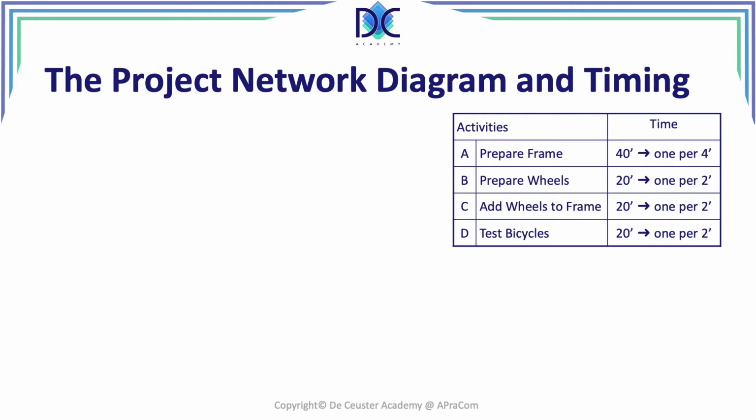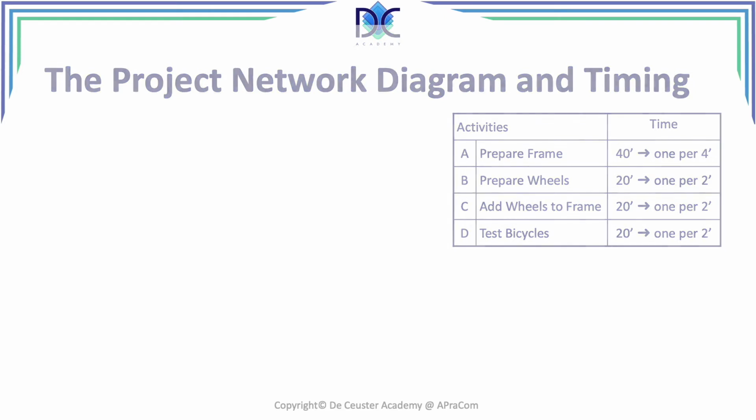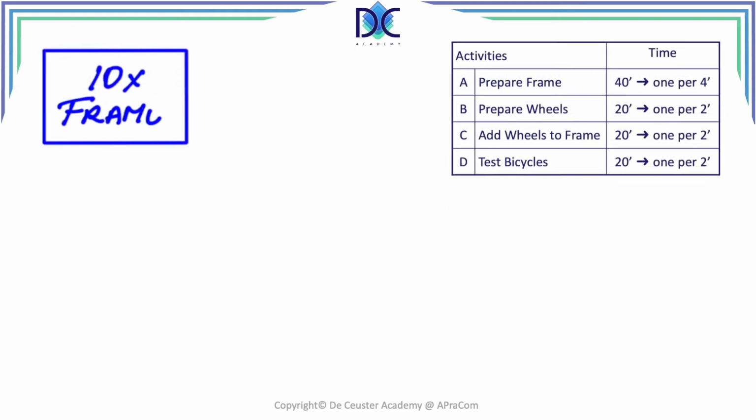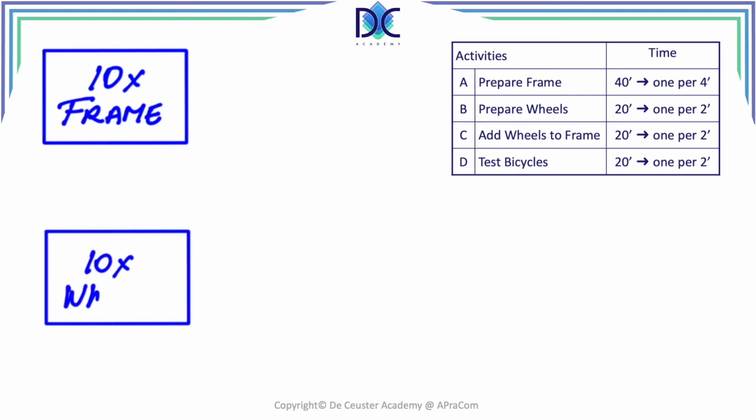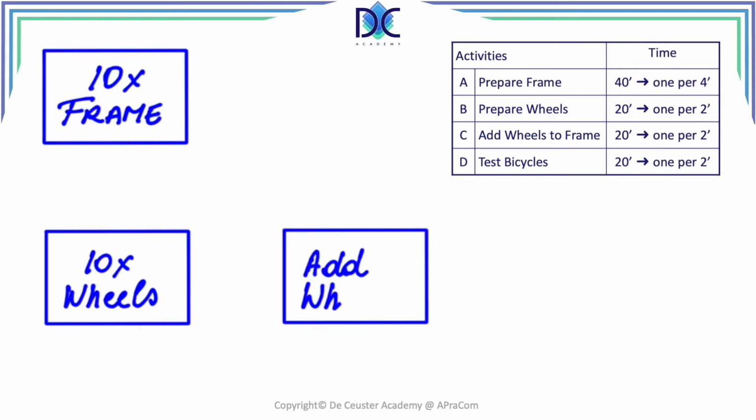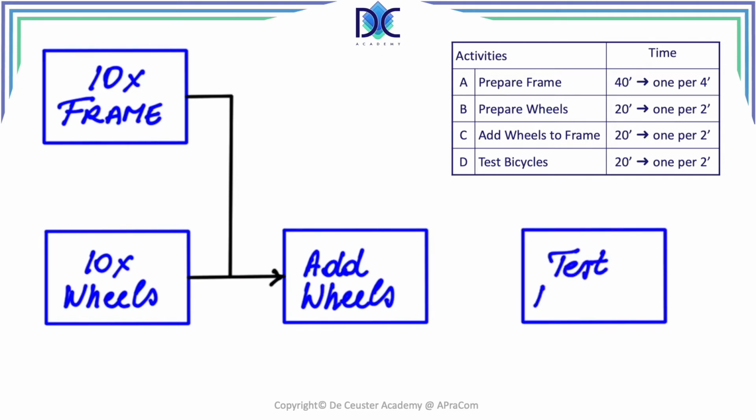Let's have a look at the network diagram that I described in the previous slide, I mean the precedence relationship. So we have activity A, where we do the frame of the bicycle 10 times. We have activity B, where I create 10 sets of wheels. And after this, I add the wheels to the frame. That's the third activity. And the final activity is where we test the bicycles.